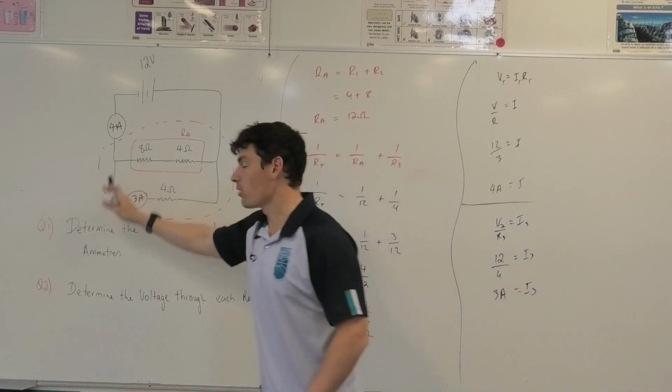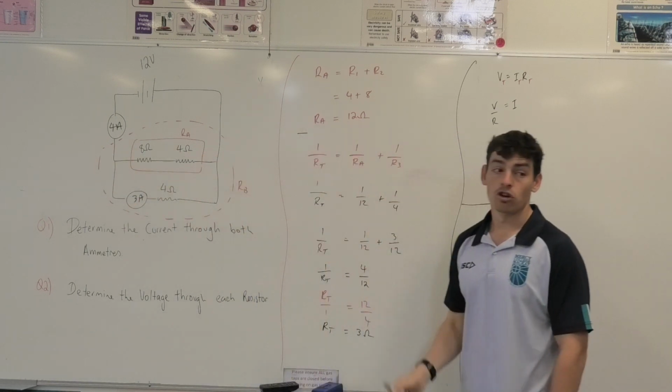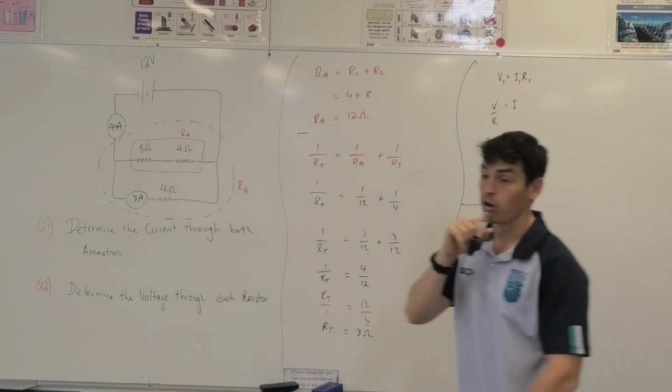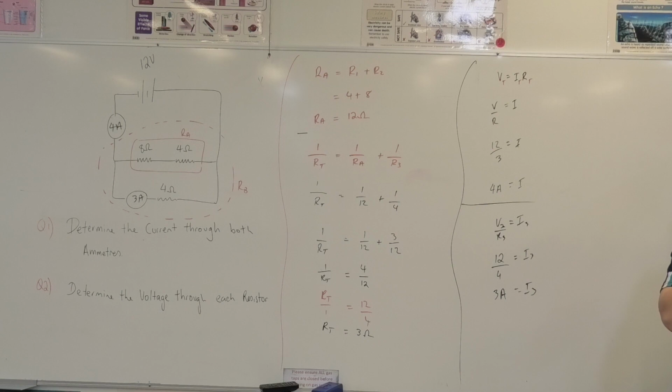Because if you're not entering the bottom path, you must be entering the top path. You can do the same thing there. What was the total resistance on that? 12. 12 divided by 12 is? 1. Cool?